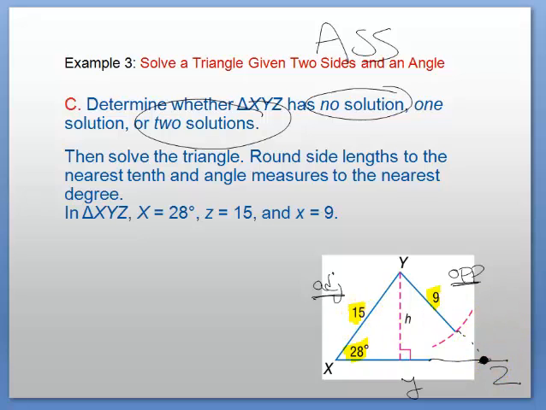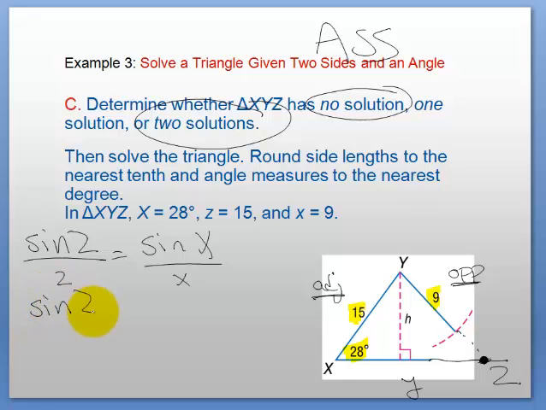So here we go. Again, we see ASS. We look and see that opposite is less than adjacent. So now it's either going to be no solution or two solutions. It's not possible to be one solution. Then we're going to start solving. What can we solve for? We have a matching pair at x. We need angle z. So sine z over z equals sine x over x. We plug in what we know.